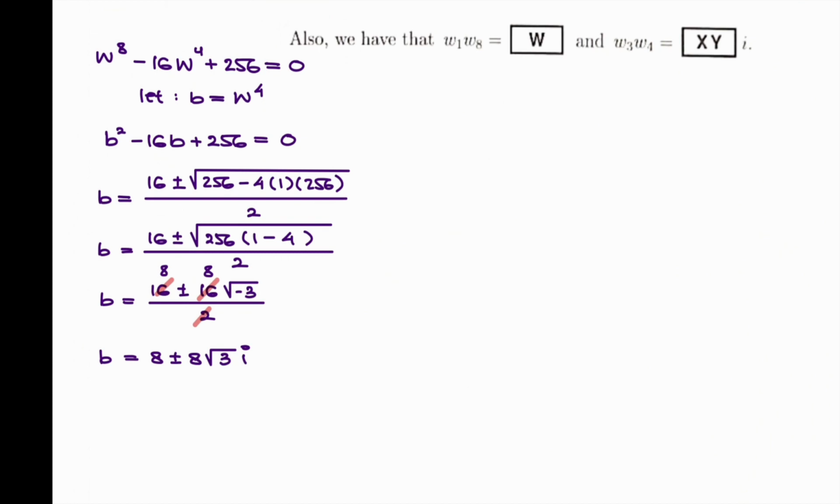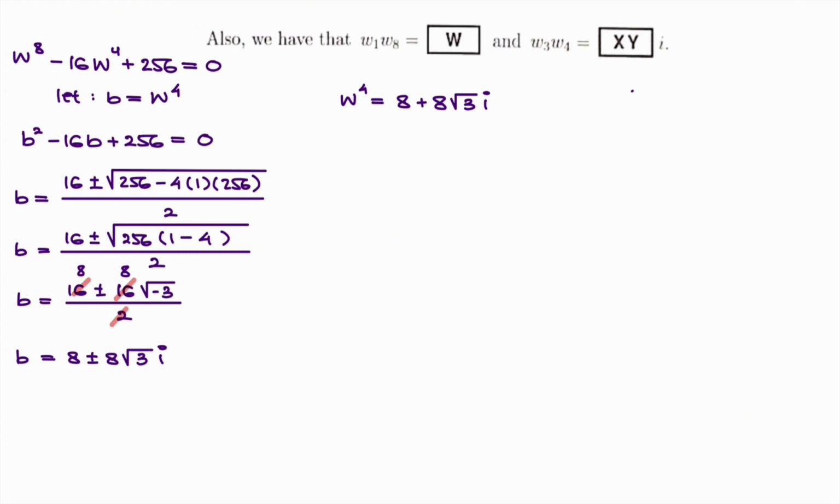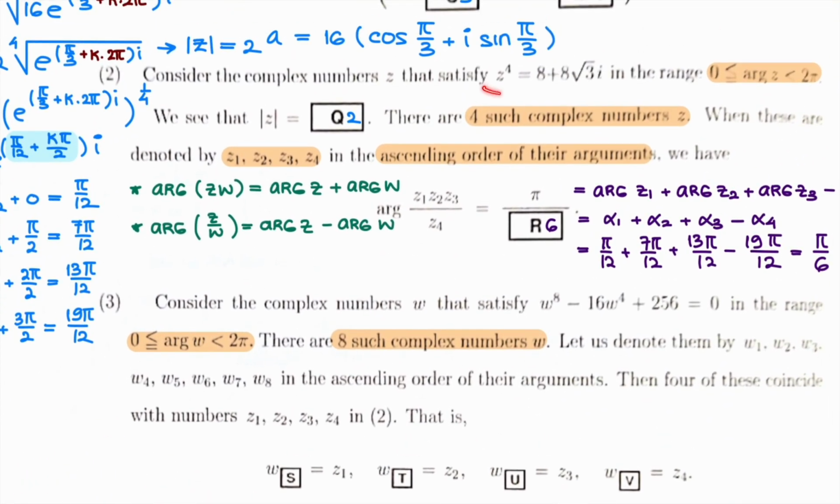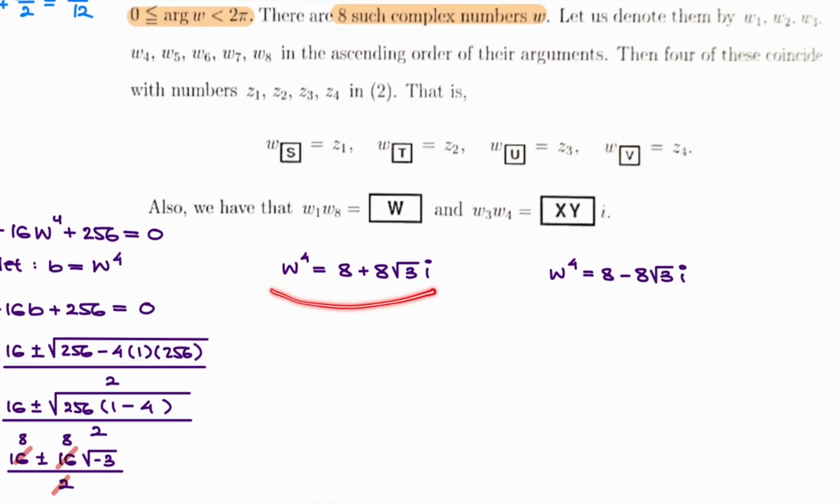The first one is w to the power of 4 equals 8 plus 8 square root of 3i. And then the second one is w to the power of 4 equals 8 minus 8 square root of 3i. From this equation, we will obtain 4 values of w, which is the same as z. Because if you remember, in the previous question, we have z to the power of 4 equals 8 plus 8 square root of 3i. The same thing as this one.